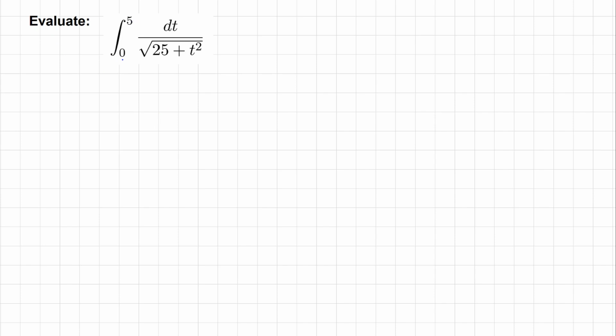Evaluate the definite integral of 1 over square root of 25 plus t squared dt. Whenever we have this form, like square root of some number squared plus x squared, the only way to get rid of this square root is by making a good substitution.